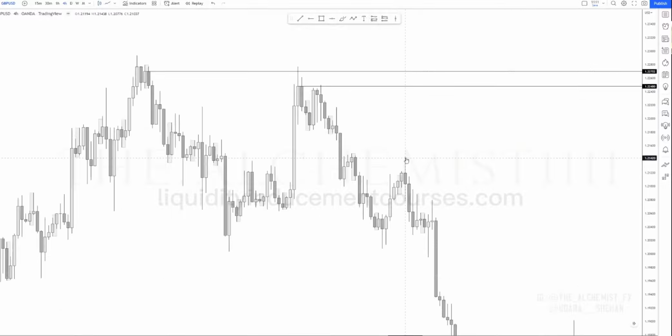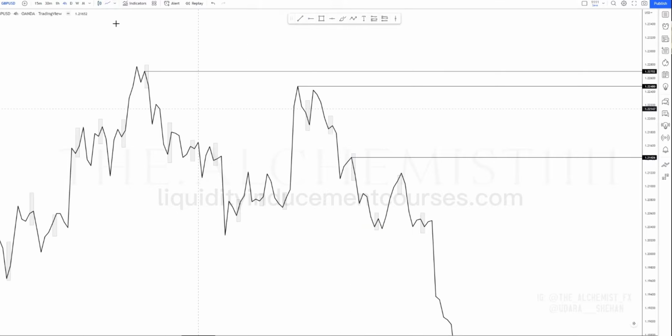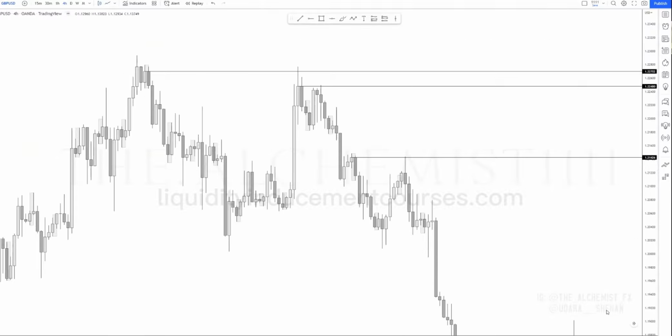Where did this one tap into? Line chart. Resistance. What happened? So many entries.